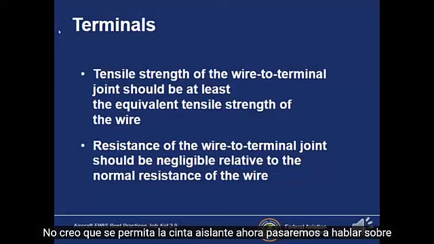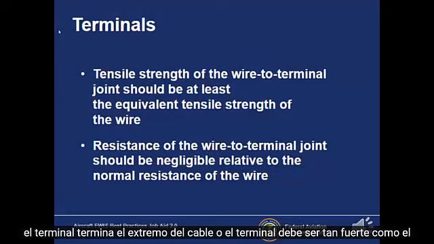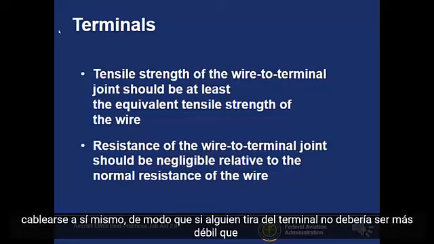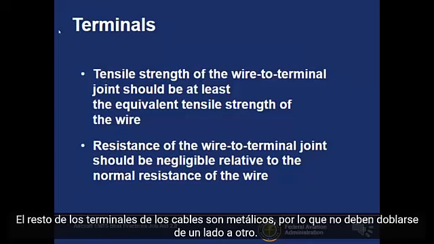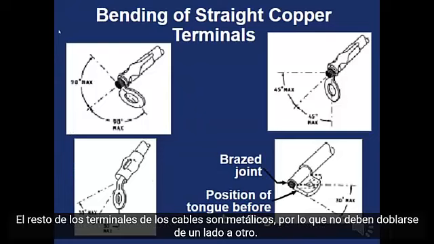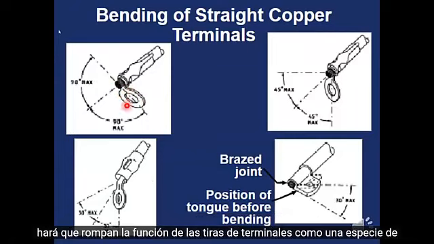Now we'll move on to talking about terminal ends. The end of the wire, or the terminal, should be just as strong as the wire itself. So if somebody pulled on the terminal, it should not be weaker than the rest of the wire. Terminals are metal, so they shouldn't be bent back and forth. It will cause them to break.